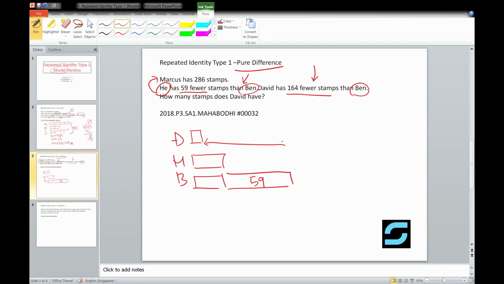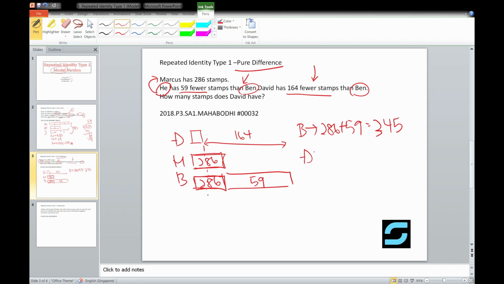Then we know that this is your 164. We know that Marcus is 286. Okay, so how do we solve for David? To use David, if this is 286, we know that this is also 286. So we should figure out Ben first. 286 plus 59 gives me 305. Is that right? Okay.